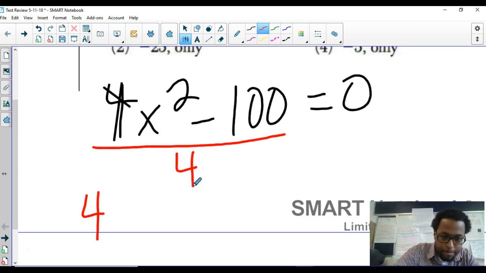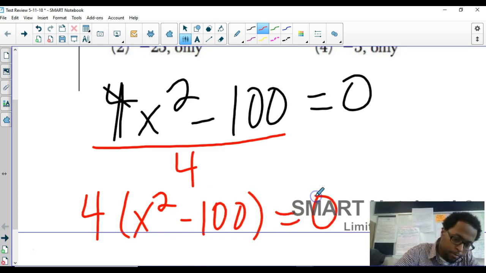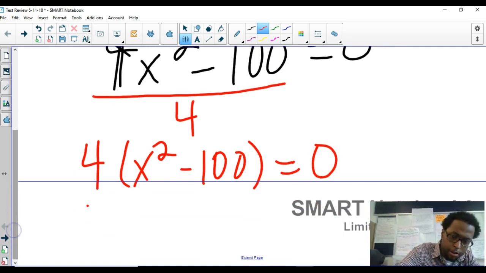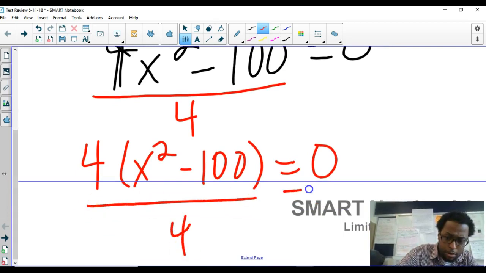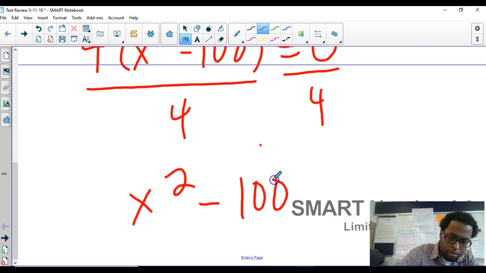Okay, I'm going to take out what I see, so I have x squared minus 100, and I have my equal 0. Then I'm going to keep going. I'm going to get rid of this 4, so again I divide by the 4. Divide the 4 on both sides. I'm going to get x squared minus 100 equals 0.